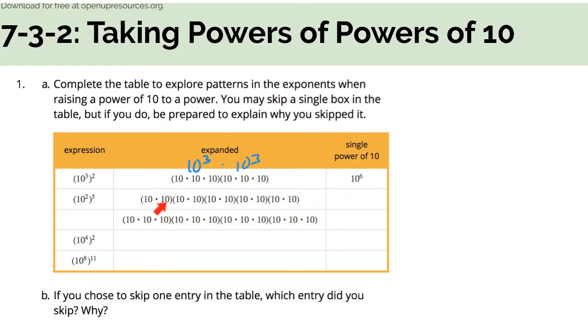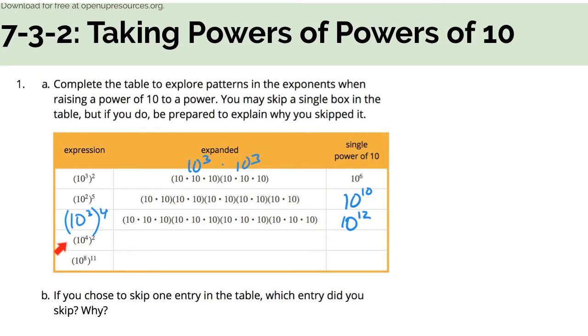Down in our next one, we have 10 times 10, that's 10 squared, and that's being multiplied by itself 5 times. So 1, 2, 3, 4, 5 times. And if I count up how many times 10 is being multiplied by itself in the expanded form, it's 10 times. So that would be the same as writing 10 to the 10th power. In the next line, I can see in parentheses I have 10 times 10 times 10, so that is 10 to the 3rd power. And I have how many of those being multiplied together? 4 of them. And if I count up how many times 10 is being multiplied together in the expanded form, I would notice that there's 12 of them. So I could rewrite that as 10 to the 12th.